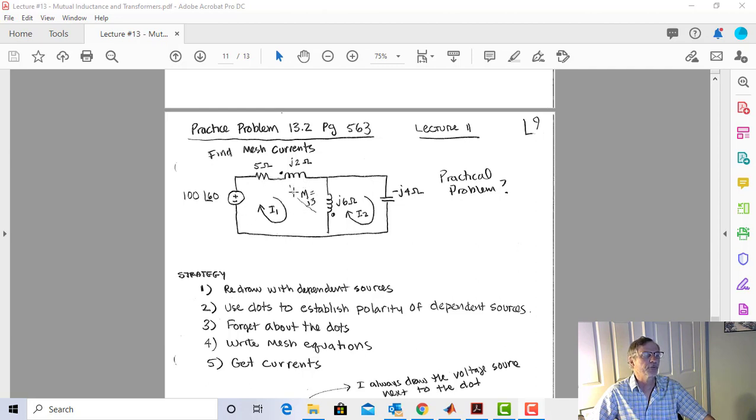So here we want to find the mesh currents. Our strategy: we're going to redraw with dependent sources. First of all, just the diamonds between the dot and the inductor. And then we're going to put in the value of each dependent source. Then we're going to put in the polarity of the dependent sources, and then we're going to forget about the dots. We're going to solve our circuit problem and get the currents. So here we go.